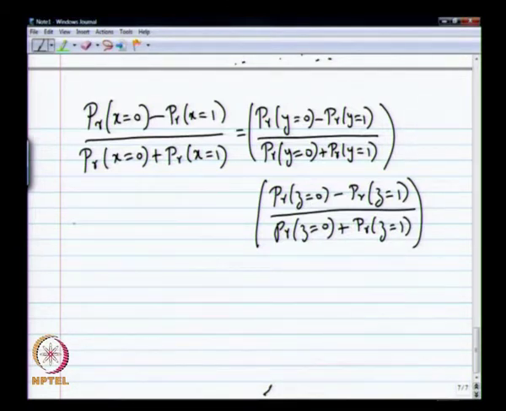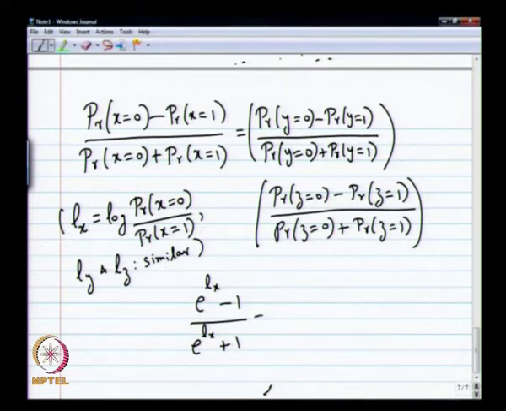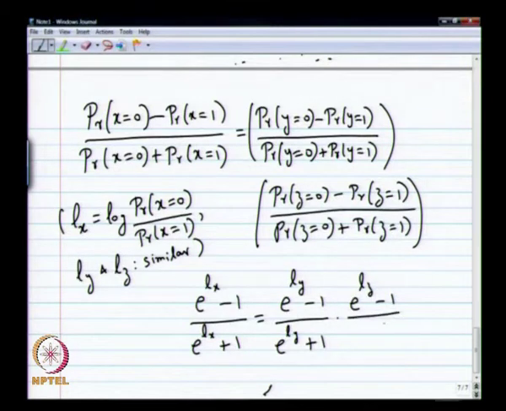So if you call, let us say, Lx as log of probability that x equal to 0 divided by probability that x equal to 1, and similarly for Ly and Lz, if you do this, then it turns out you can write this same expression as e power Lx minus 1 divided by e power Lx plus 1 equals e power Ly minus 1 divided by e power Ly plus 1 times e power Lz minus 1 divided by e power Lz plus 1. Is it okay?